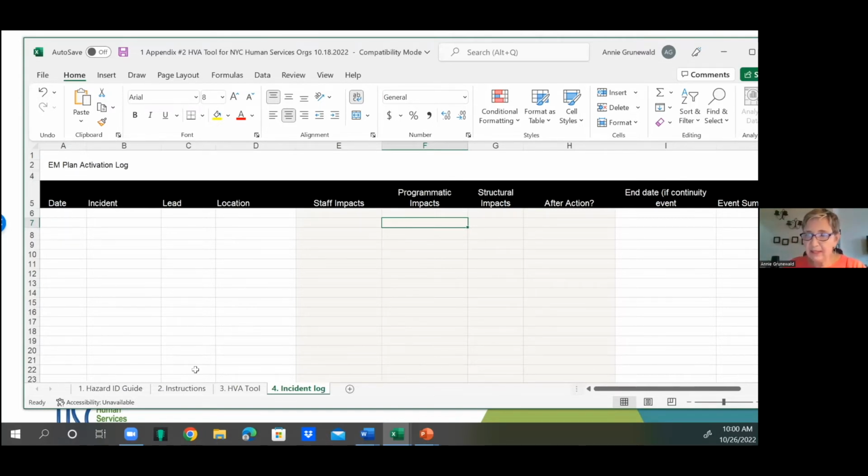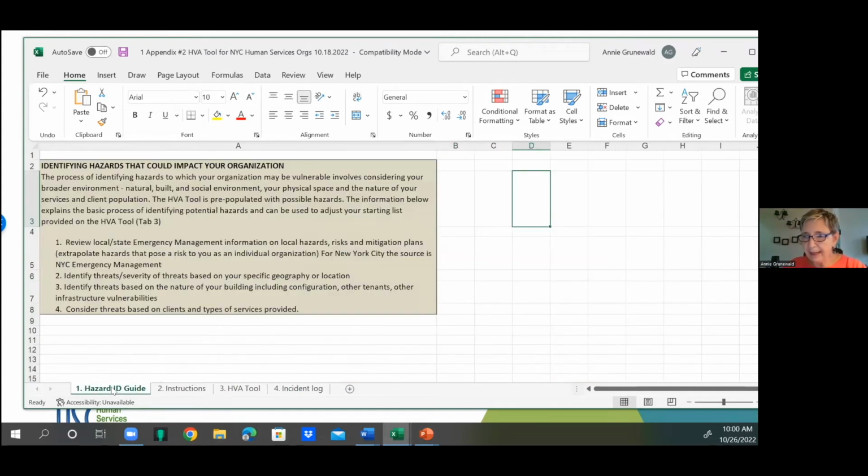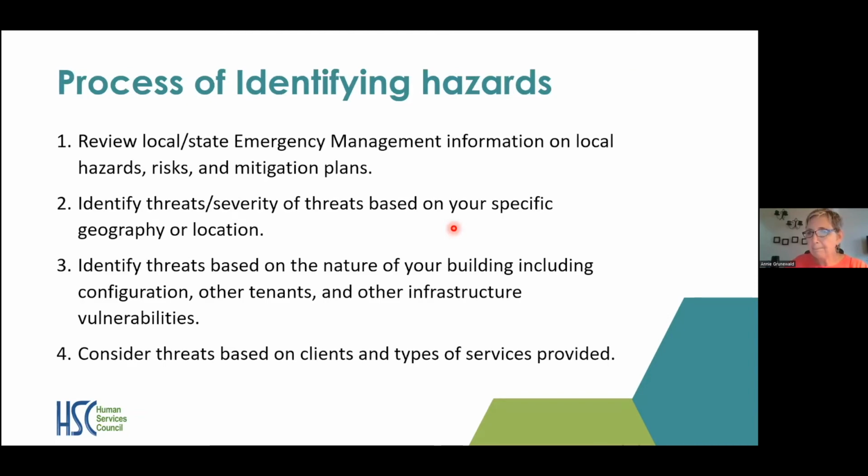So, big picture of all the tabs. Now, we're going to go back to identifying hazards and share with you some resources that New York City Emergency Management has. But first, I took this and I made a slide out of it that's a little easier to see. So the process of identifying hazards, you need to review your local state emergency management information because they're going to tell you all about what we're susceptible to in terms of some of these technological disasters, all the weather related events that could happen.